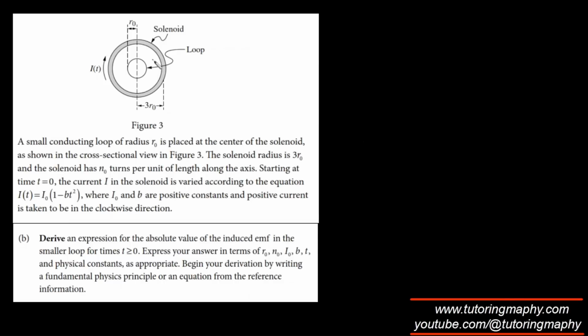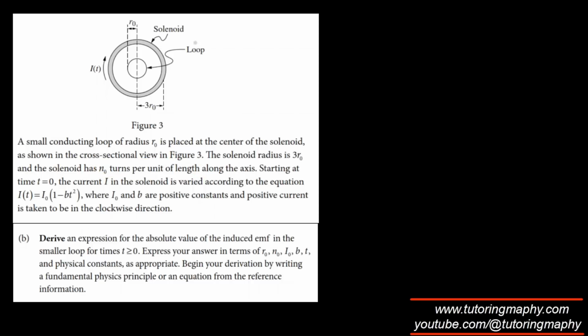All right, next they're talking about how the solenoid now has a current I, which is varying as a function of time right here, and inside that we put a loop of radius R naught, and the radius of the solenoid is 3 R naught. They are asking us to derive an expression for the absolute value of induced EMF in the smaller loop for time t greater than or equal to 0, and our answer should be in these terms. The solenoid has n naught turns per unit length, by the way.